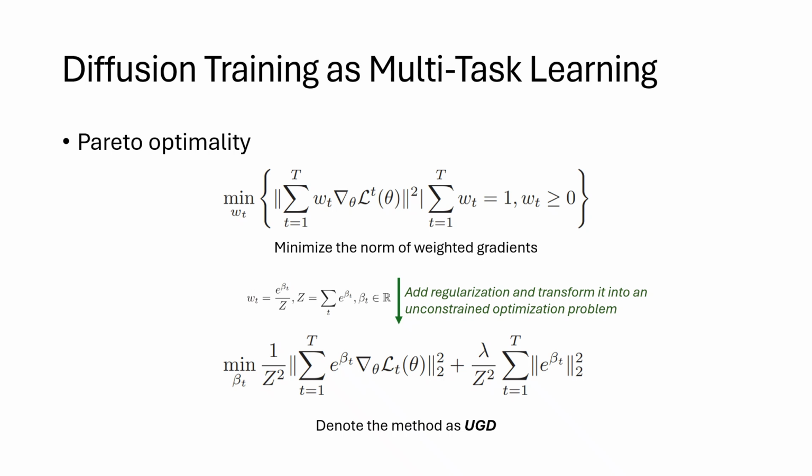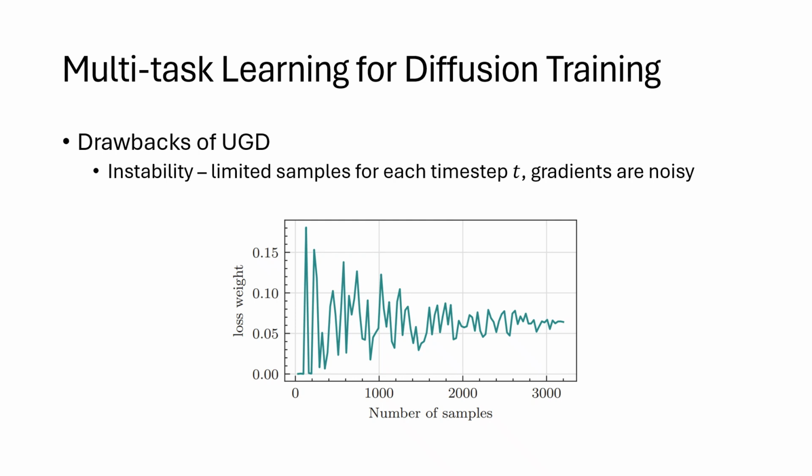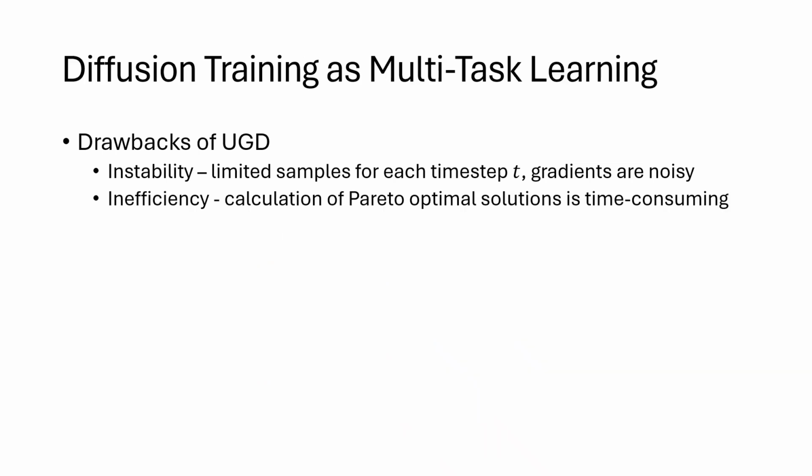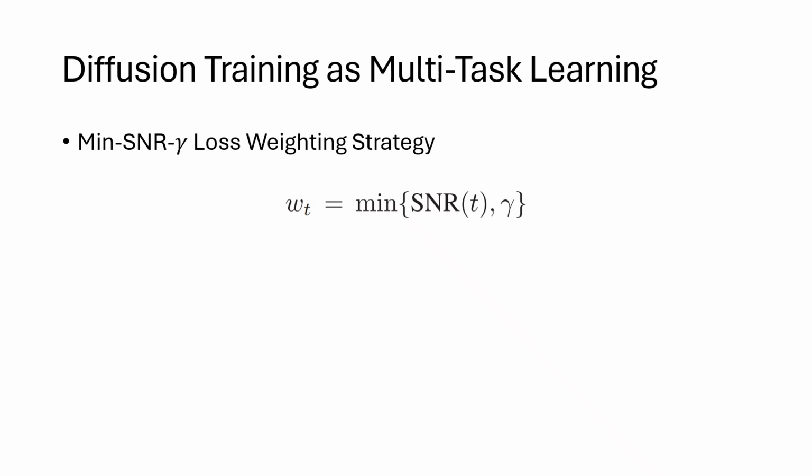However, optimizing from the objective function has several drawbacks. The first is instability. With limited samples for each time step, gradients are noisy. The second is inefficiency. Calculation of optimal solutions is time-consuming. In order to avoid the inefficiency and instability caused by the iterative optimization in each iteration, one possible attempt is to adopt a stationary loss weight strategy. After exploration, we find the Min-SNR-gamma loss weight strategy. It is similar to the final loss weight optimized by UGD and is more efficient.